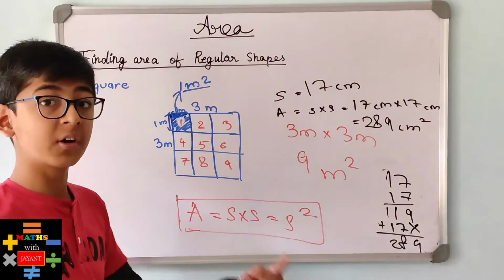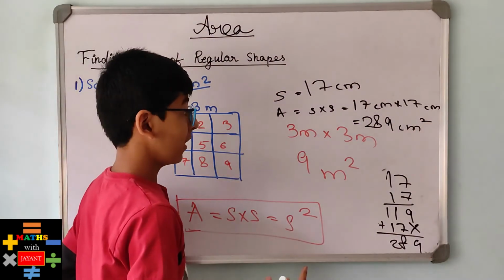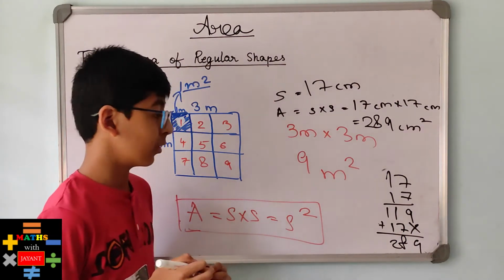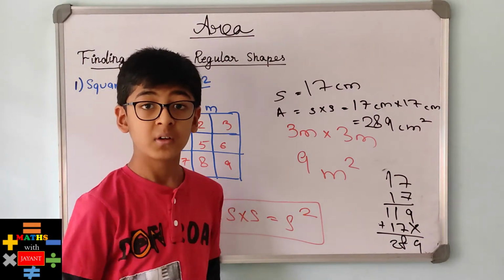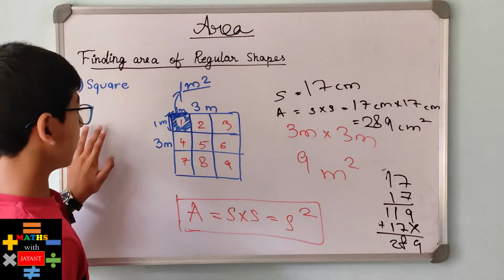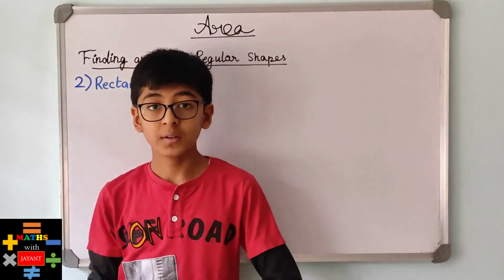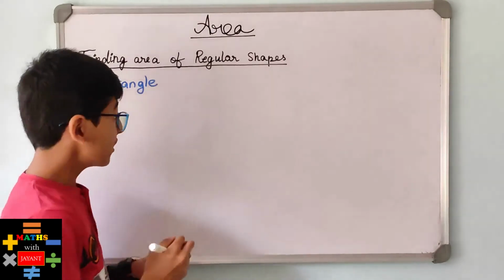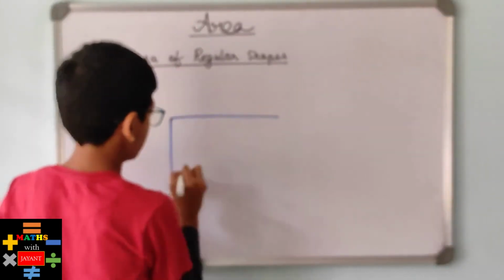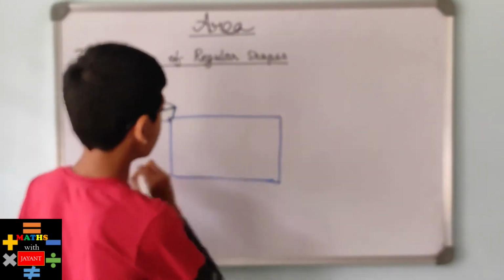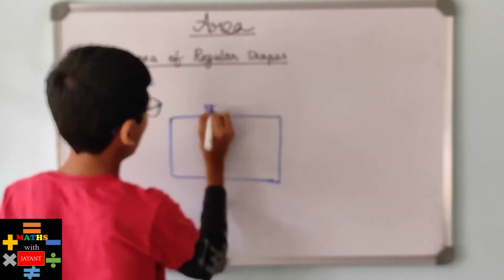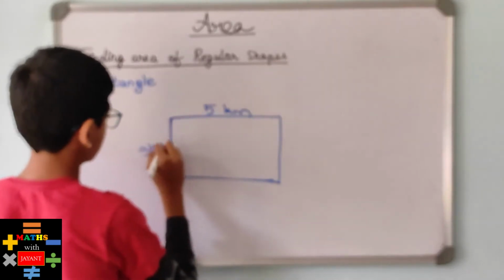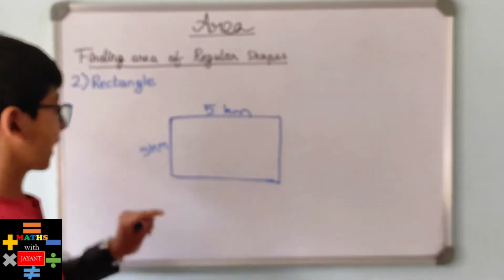So, this is how we figure out the area of any given square. Let us move on to our next topic, that is to find the area of a rectangle. Now, let us see how to find the area of a rectangle. Let us take any rectangle with its sides 5 kilometer by 3 kilometer. This is the length and this is the breadth.